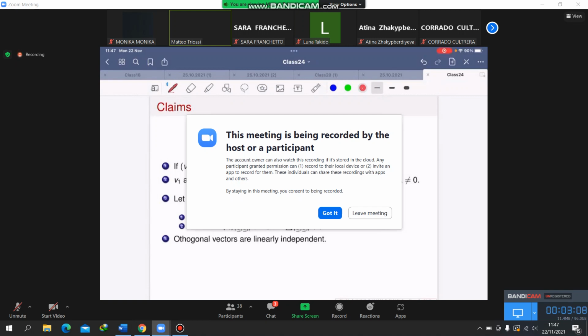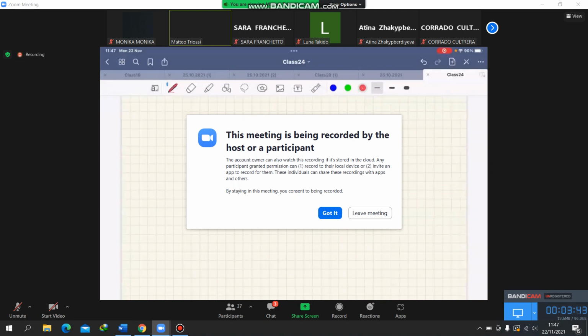Then there is an important family of vectors, which is called the natural basis, the natural orthogonal basis of Rn, that is this one. Here it's written formally in a probably obscure way. Let me write it here.